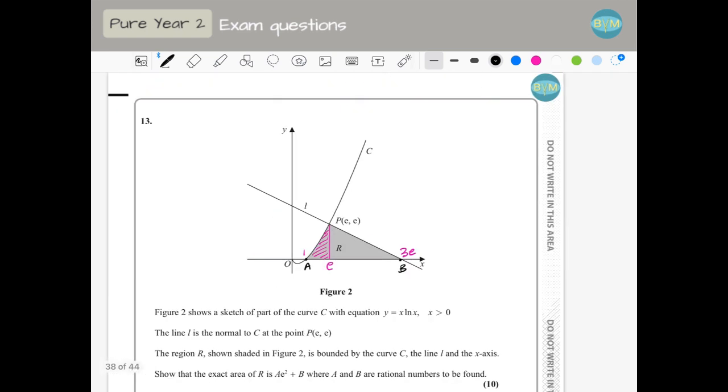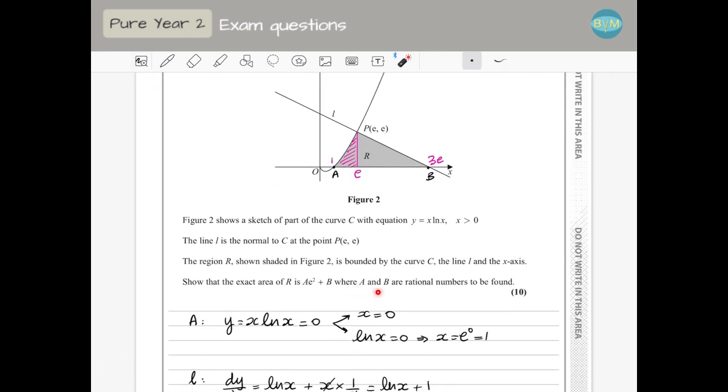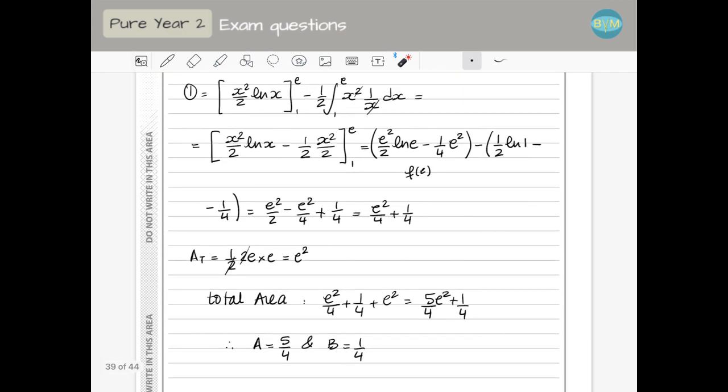I would always write, if they are asking you rational numbers to be found, I would write it at the end. Don't write just the expression, just in case. So write the value of the constants. And that's all with this question.